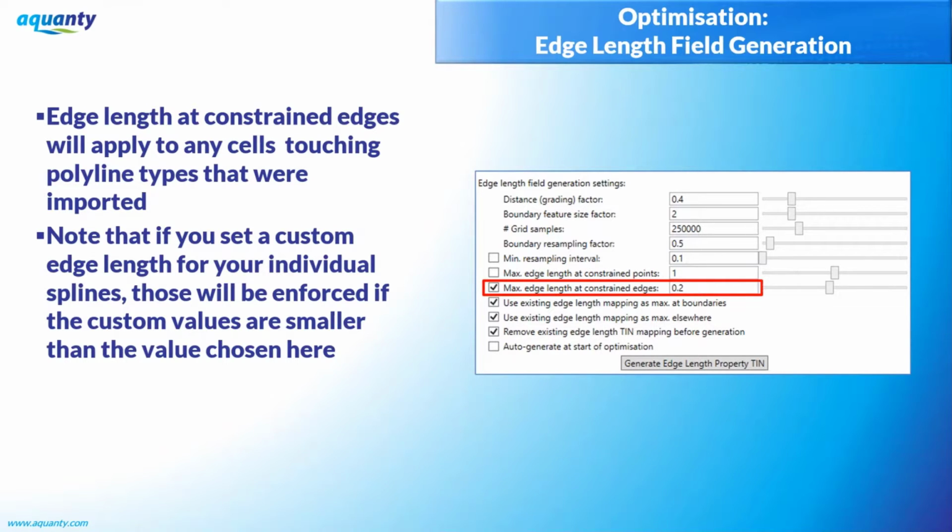So the edge length at constraint edges will apply to any cells that are touching polyline types that were imported. Again, this is a global setting applying to all input lines. What I would generally recommend is setting edge lengths for each imported spline set instead. But do note that if you have set a custom edge length for your individual splines, those will be enforced if those custom values are smaller than whatever value is indicated here.